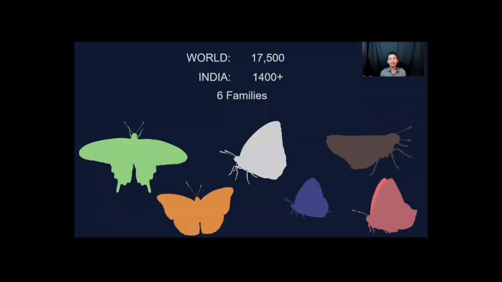In the world, there are about 17,500 to 18,000 species of butterflies recorded. In India, we have just over 1400 species of butterflies. All these butterflies are divided into 6 families. Let's go through each of these families, learn about their characteristics, and look at some examples of each.